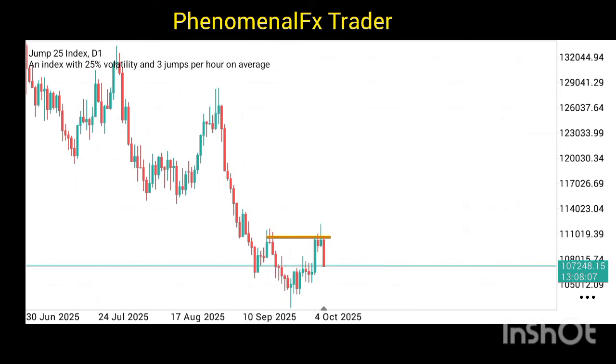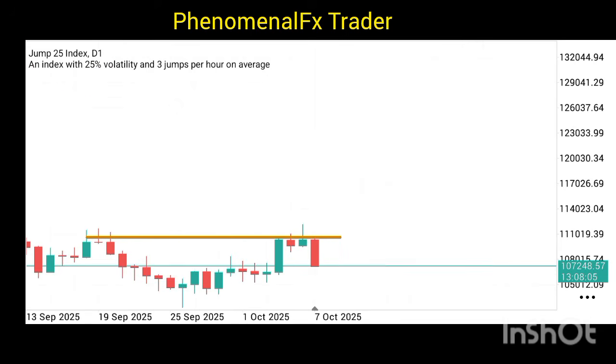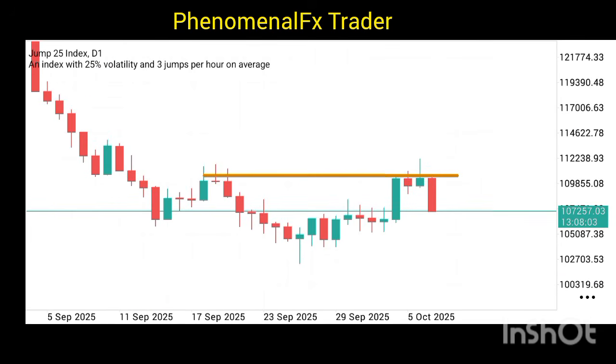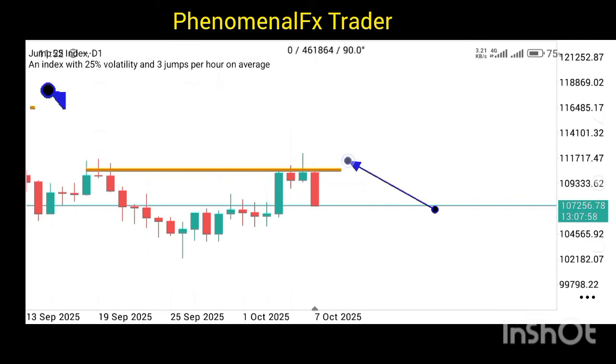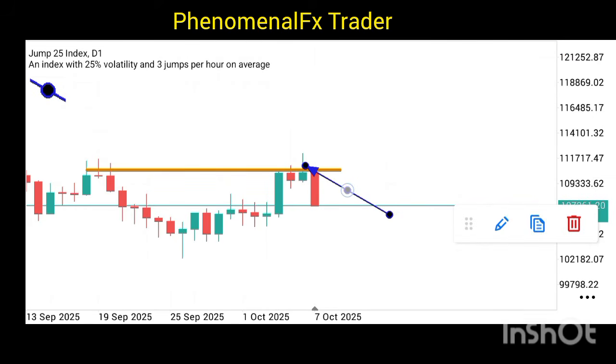When I went to the daily time frame, I noticed that there was a kind of breakout that was not yet successful. What the market was doing was this. Like this week here was what the market did.